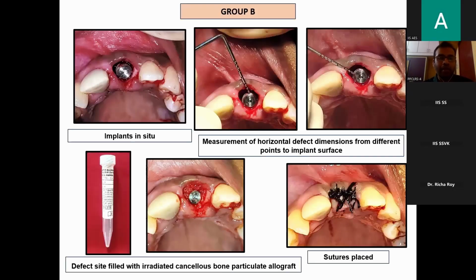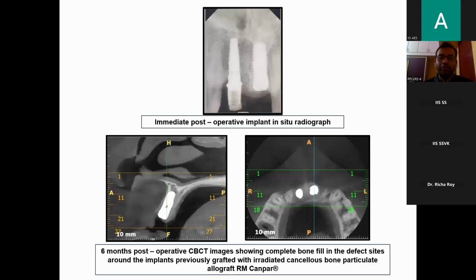Coming to Group B, the implant in situ photographs, with the defect sites being measured from two different points. The defect sites were filled with the allograft material and sutures placed, followed by an immediate postoperative implant in situ radiograph, and 6 months postoperative CBCTs, again showing complete bone fill in the allograft group.